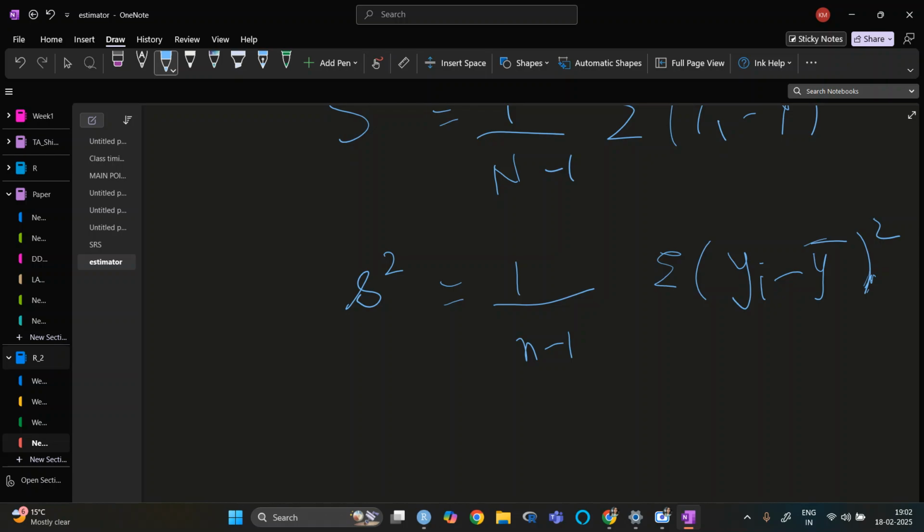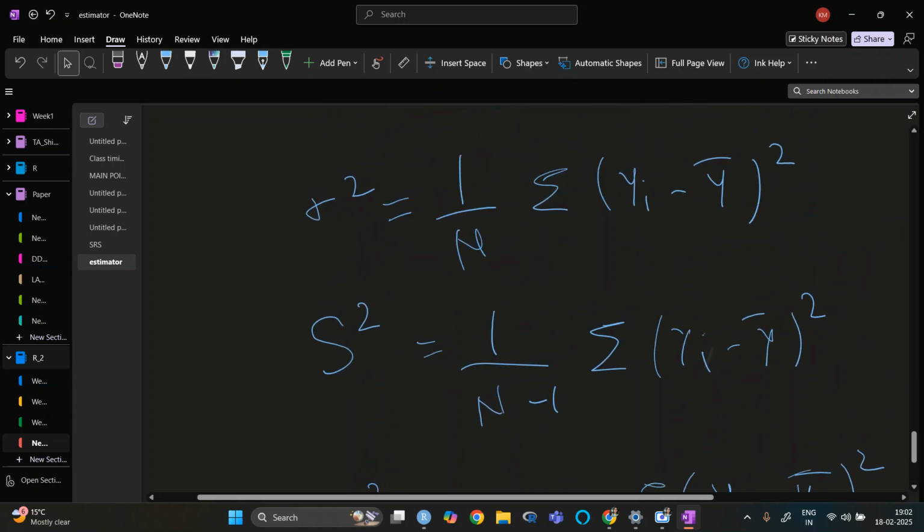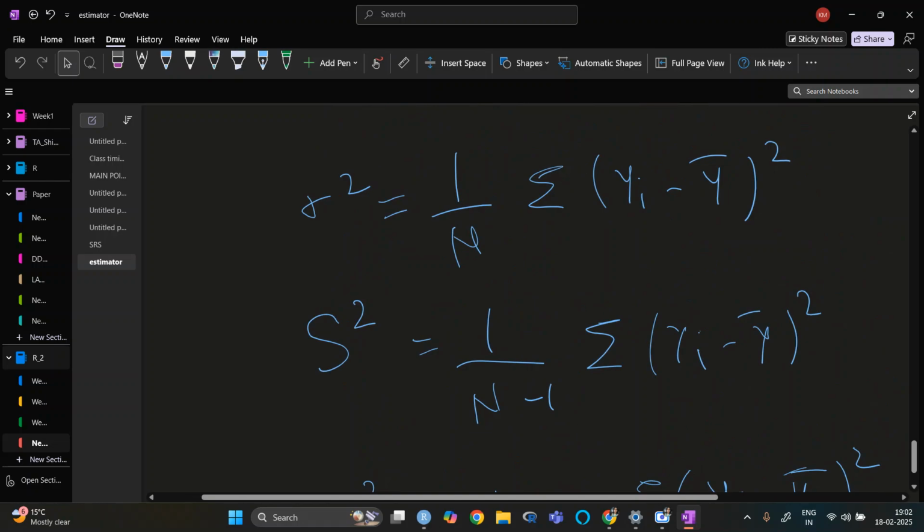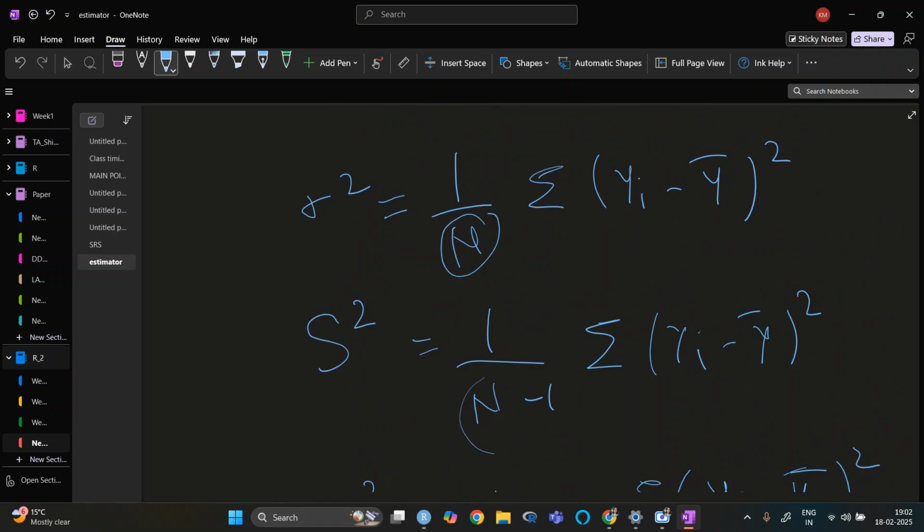So right now we can see that the only difference between this sigma square and the s square is that one has 1 upon n, and this one has 1 upon n minus 1.